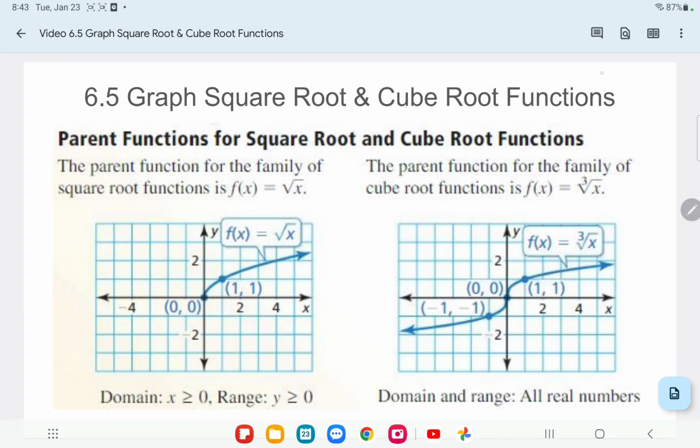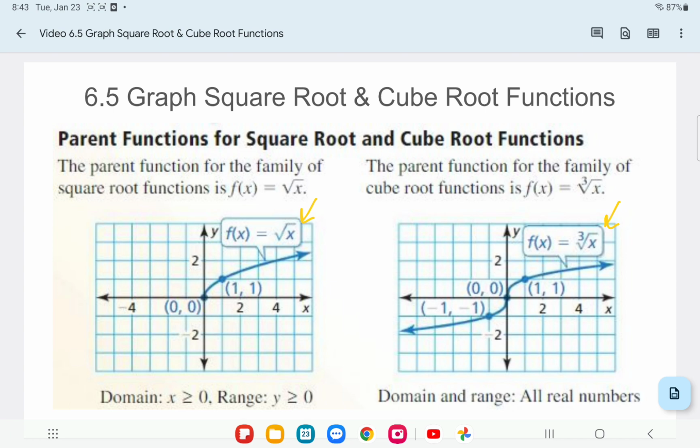All right, this lesson is going to be all about square root and cube root functions. We're going to start with just the basic parent function. So remember, a parent function is just the most basic type of square root function, most basic type of cube root function.